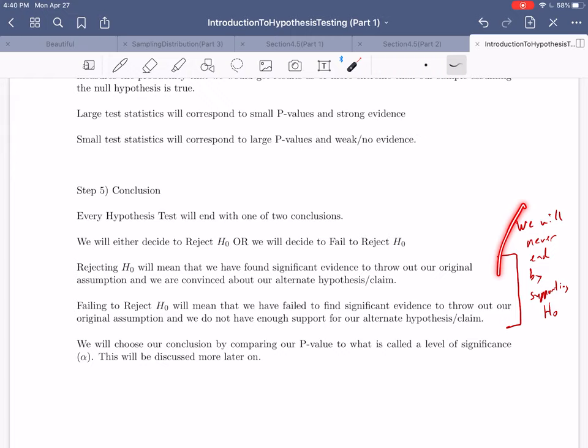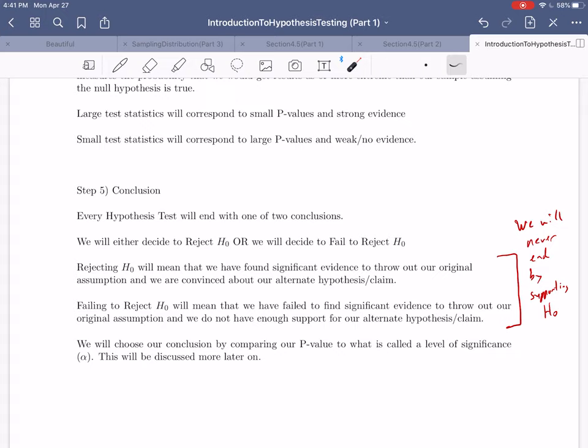The reason that we will never end by supporting the null hypothesis is actually a logical reason. If you remember, we are working the entire time under the assumption that the null is true. When you work logically under the assumption something is true, you can't end by supporting it. If you just think about it, that wouldn't make a lot of sense. That would be saying, I assume something is true, do some work, and then say, so it's true. That just seems like a complete circular logic because you started by assuming it's true.